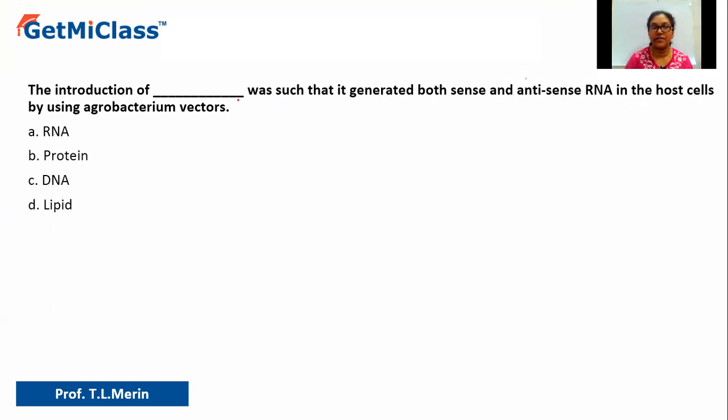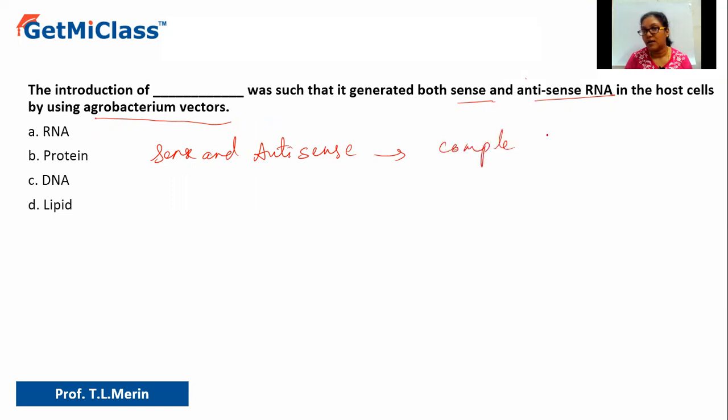It says the introduction of dash was such that it generated both sense and antisense RNA in the host cells by using Agrobacterium vectors. So first of all, we have to know what are these sense and antisense RNA. What do you mean by that? Sense and antisense RNA are nothing but the RNA molecules which are complementary to each other. That's why they're called sense and antisense.